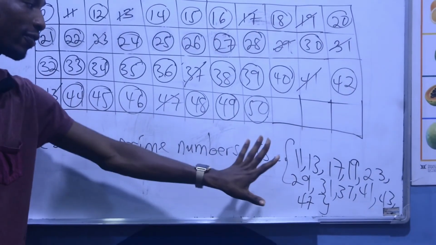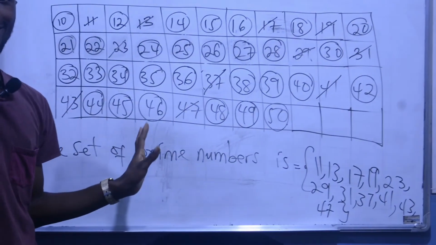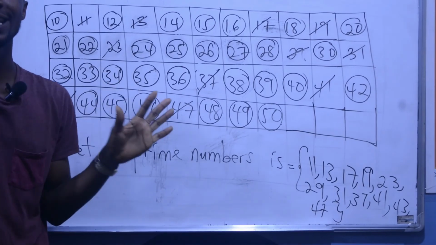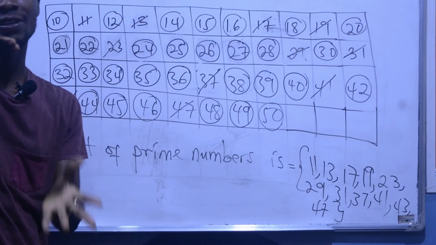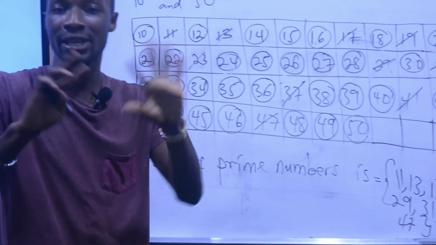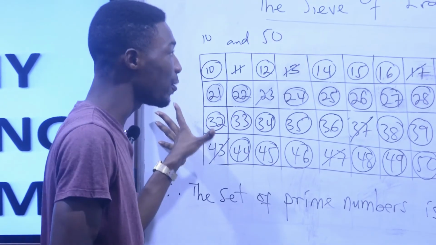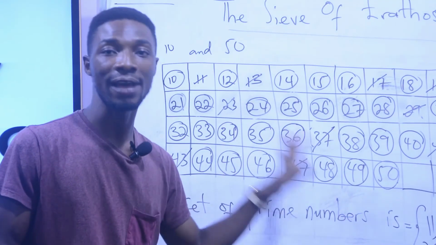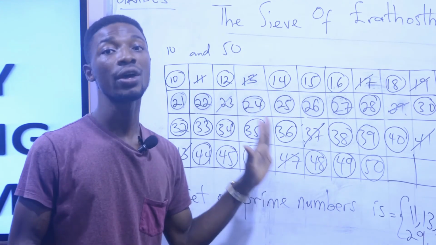This is a set of prime numbers. This is called the sieve of Eratosthenes. What do we mean by a sieve? A sieve is used to what? Sieve something. Take some things from other things, right? When you have a mixture of things, you sieve some things out. So this is a sieve. We have cancelled prime numbers. We have circled non-prime numbers. That makes this the sieve of Eratosthenes.